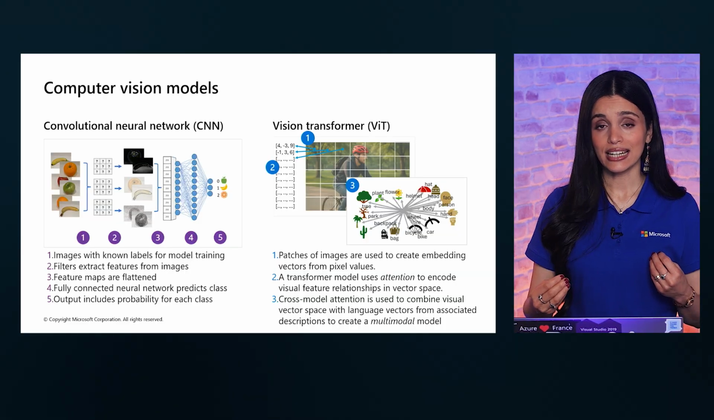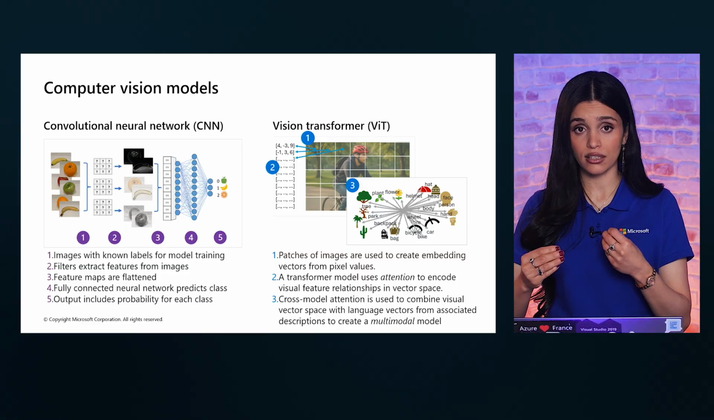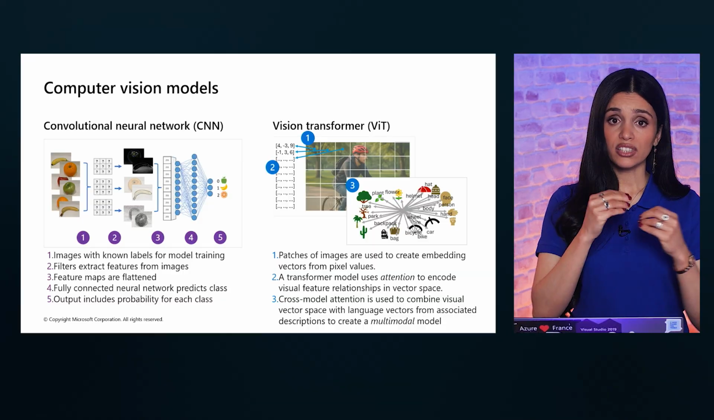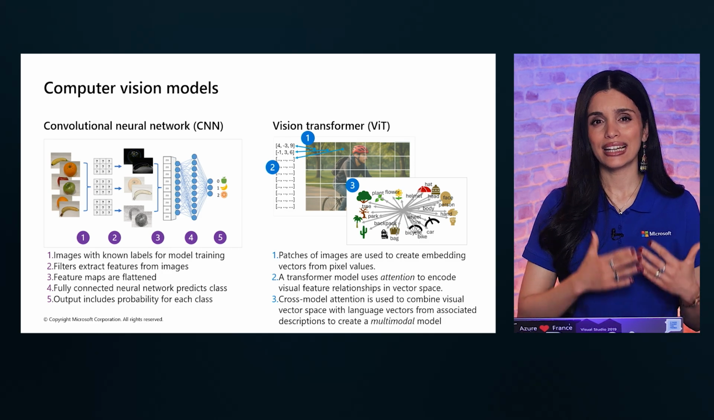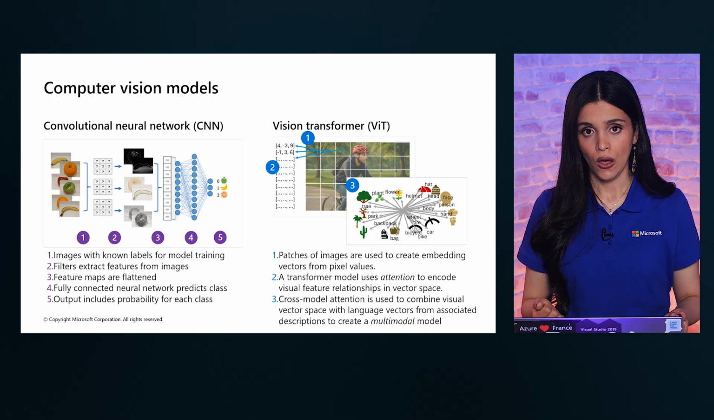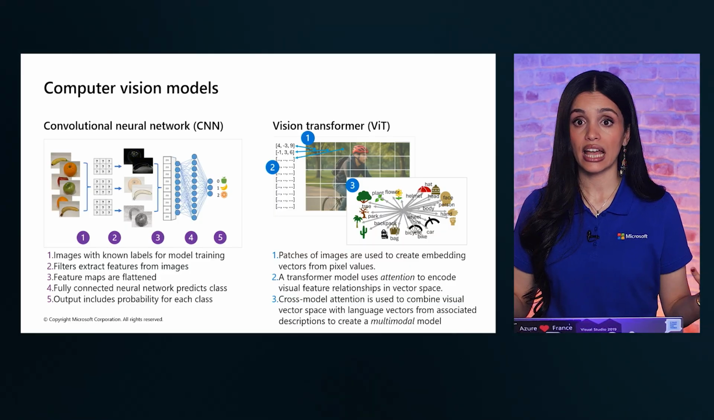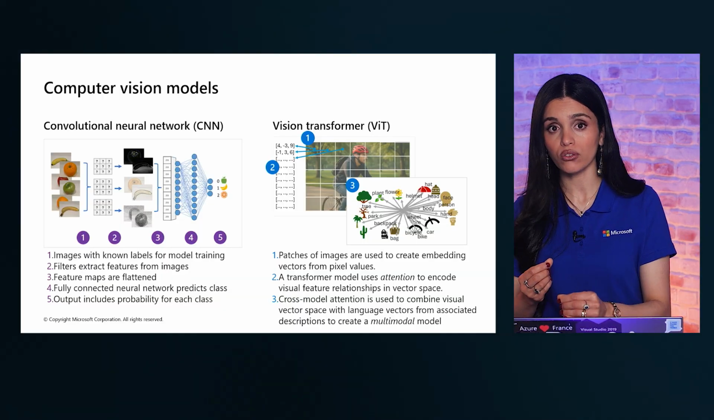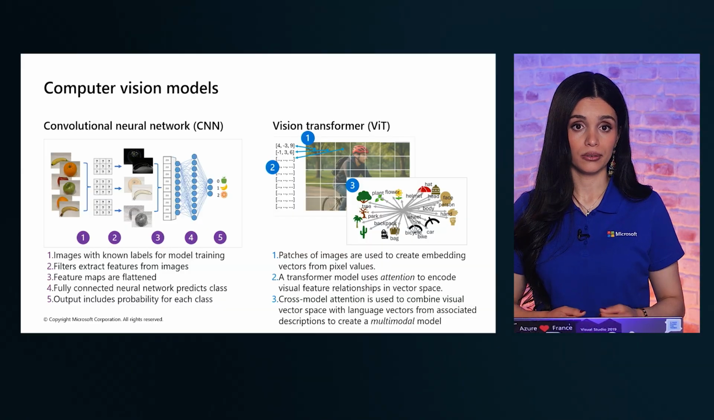A CNN looks at an image and applies filters to detect patterns like edges, shapes, and texture. You can think of these filters like lenses that highlight specific features. For example, in a retail scenario, a CNN may detect edges of a product, then shapes like a bottle, and eventually recognize it as a water bottle.